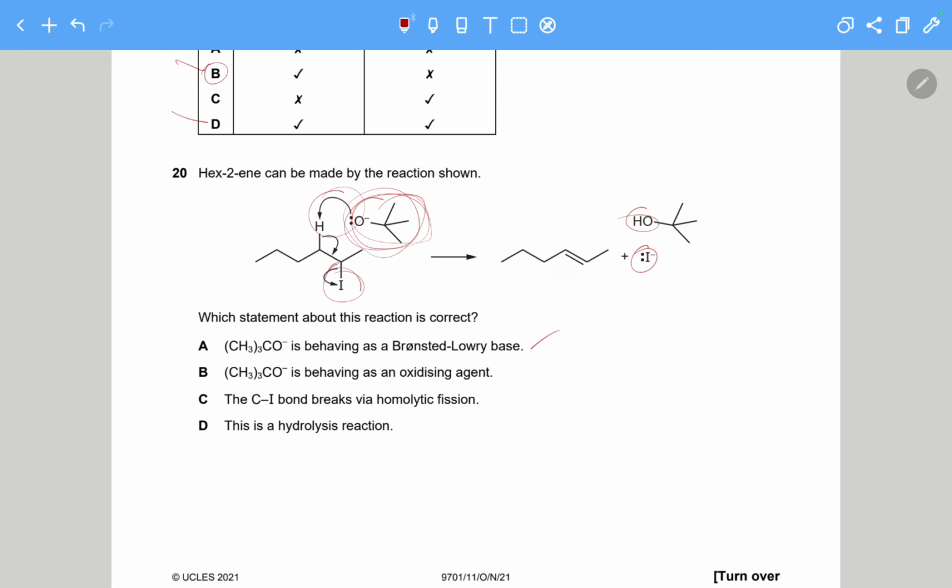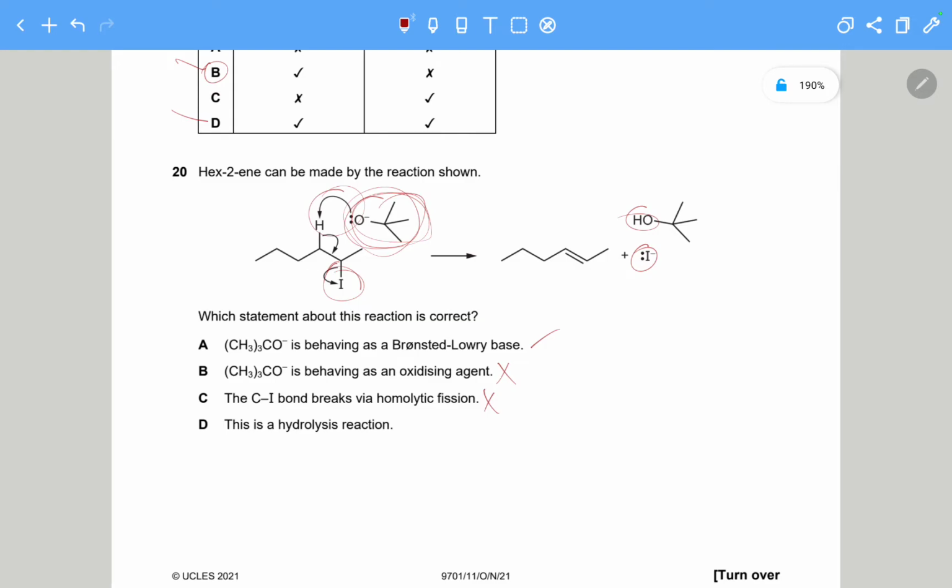(CH3)3CO negative is behaving as an oxidizing agent. Nope, because nothing is reduced, so it cannot be oxidized for that matter. So it's not behaving as an oxidizing agent. The carbon-iodine bond breaks via homolytic fission. This is not correct because there are no free radicals produced. Remember, homolytic fission is when, in C-I, one electron will go to carbon and one electron will go to iodine. That's homolytic fission, and this creates free radicals, which means species with one unpaired electron. So no, this is not correct. This is a hydrolysis reaction. Nope, because in hydrolysis reactions, water is consumed and sometimes also produced. So no, this is not a hydrolysis reaction. Water is not involved in any way. So A is the correct answer.